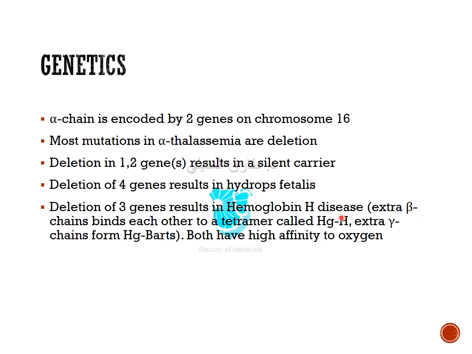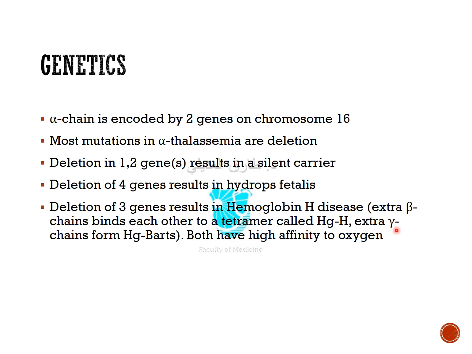Now, the extra beta chains bind to each other and form a tetramer. It forms like a hemoglobin, and we call it hemoglobin H. This is why the disease is called hemoglobin H disease. So hemoglobin H consists of 4 beta chains. They function. They can bind oxygen and deliver it to the tissue, although it has a high affinity for oxygen, it is still functioning. There is also an extra gamma.